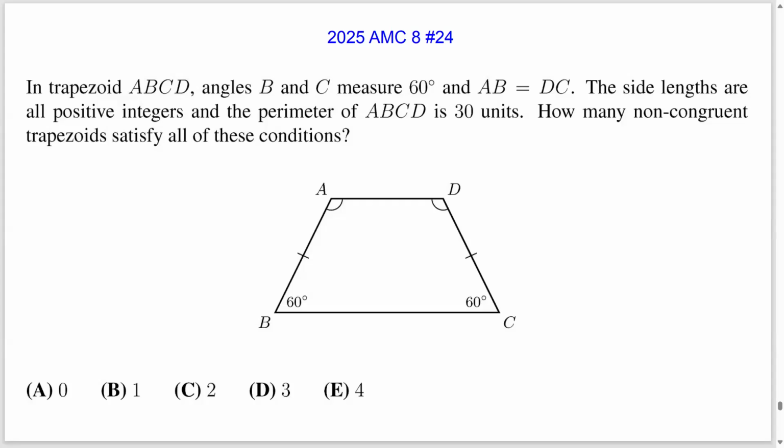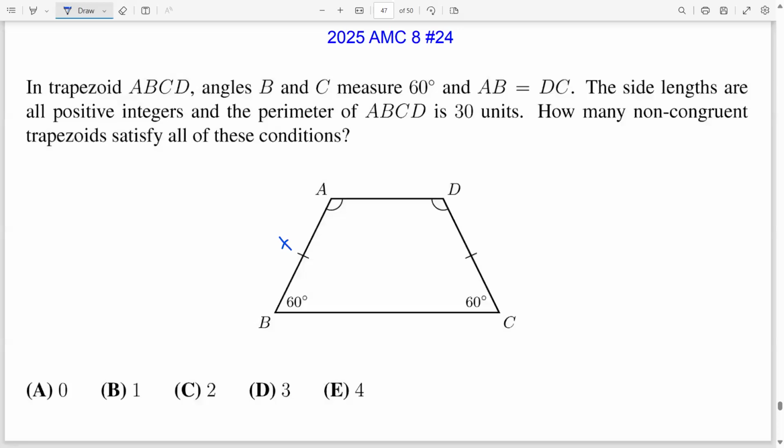So let's make some variables for some of the side lengths. Let's suppose that AB is x. This would mean that DC is also x. And let's also assume that the length of AD is y. So x and y are both integers, positive integers.